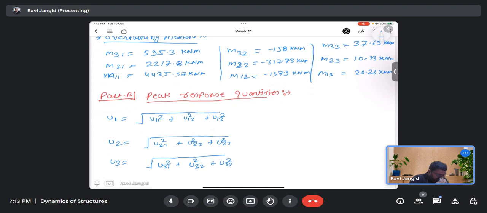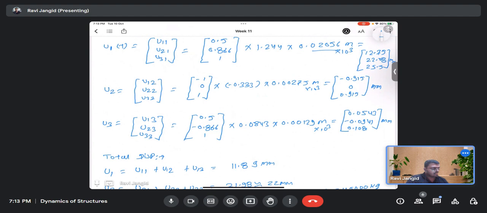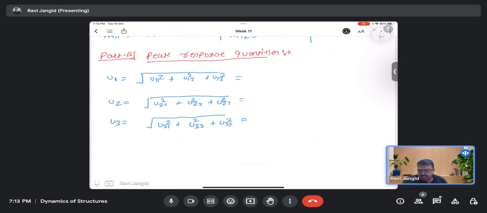So can you get those things? You have U1, U2, U3. Should I give you those values? Those vectors are here. So let me write those vectors so that you can calculate. For the first mode, those are 12.75, 22.08, 25.5 mm.